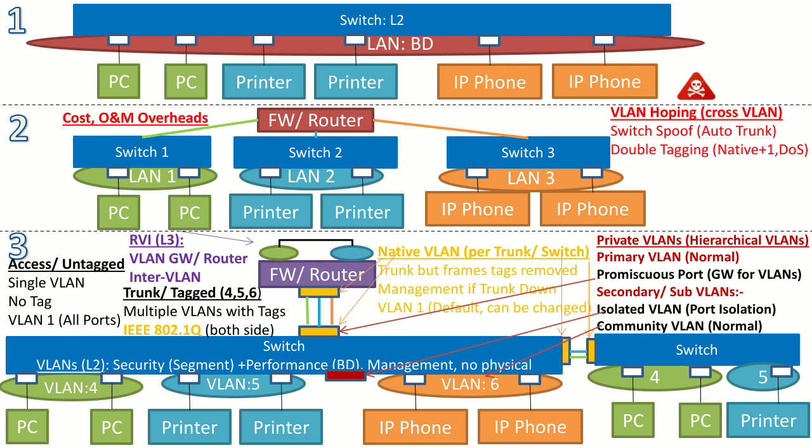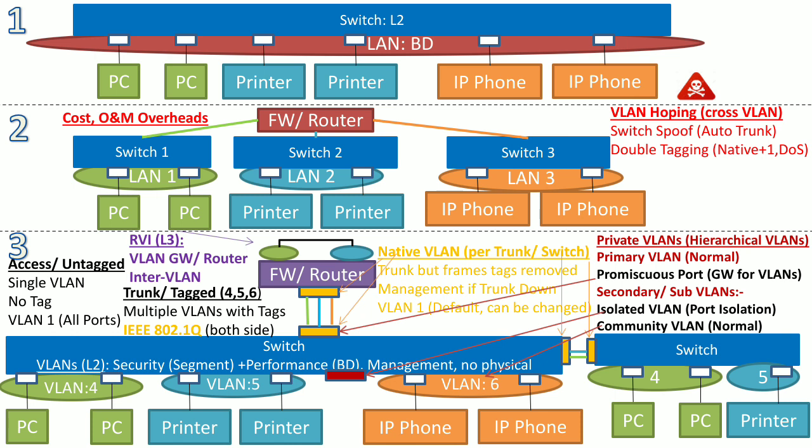Now at the end I will discuss this VLAN attack that is called the VLAN hopping attack. VLAN hopping means the traffic from one VLAN will cross its VLAN and will go to another VLAN in an unauthorized manner.